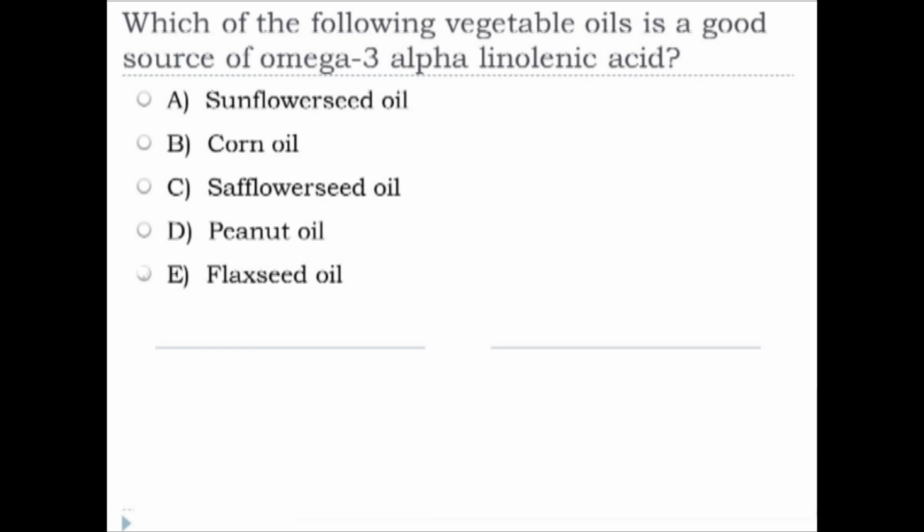Before answering this question, be sure to consult figure 2.5 in your textbook and learn those oils very well. So the question is, which of the following vegetable oils is a good source of omega-3 alpha linolenic acid? Pause here and try to figure out the correct answer. In consulting figure 2.5, you should be able to remember here that flaxseed has the highest concentration of linolenic acid, the omega-3 fatty acid. So the answer is E.